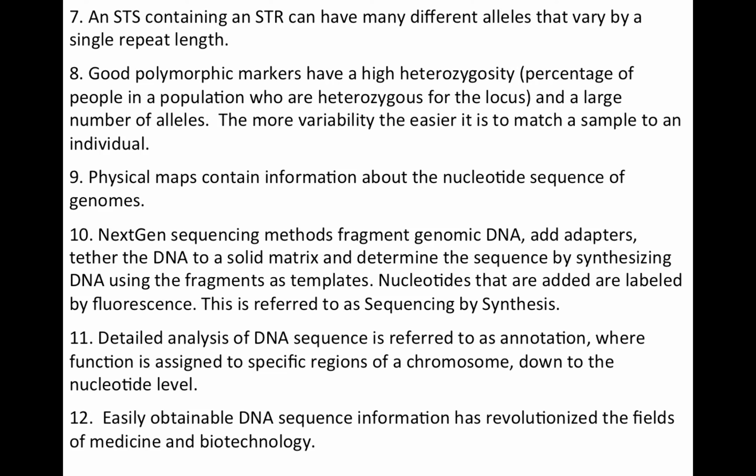An STS containing an STR, a sequence tag site containing a short tandem repeat, can have many different alleles that vary by a single repeat length. Good polymorphic markers have a high heterozygosity, which is the percentage of people in a population who are heterozygous for the locus, and a large number of alleles. The more variability, the easier it is to match a specific sample to a specific individual.